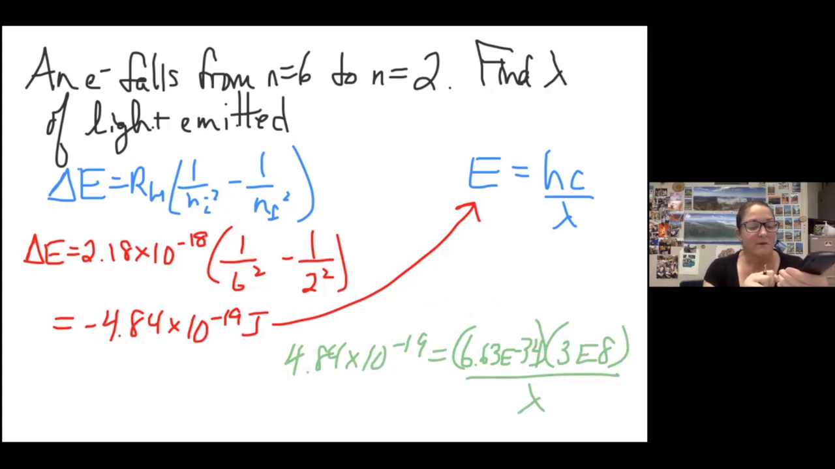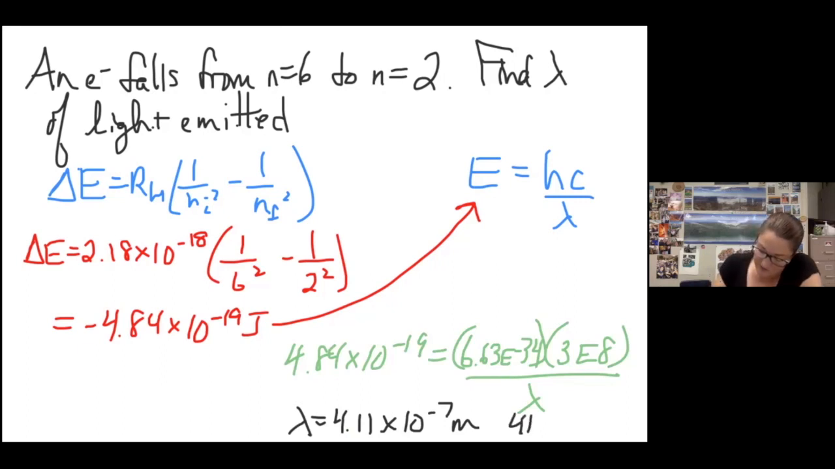So solving, I'm going to do 6.63 times 10 to the negative 34th times 3 times 10 to the 8th divided by 4.84 times 10 to the negative 19th. And I get wavelength to be 4.11 times 10 to the negative 7th meters. If I wanted to convert that into nanometers, I could, and sometimes you'd be asked to. I'm sure you can look up that conversion if you need to. And there's the wavelength of light.